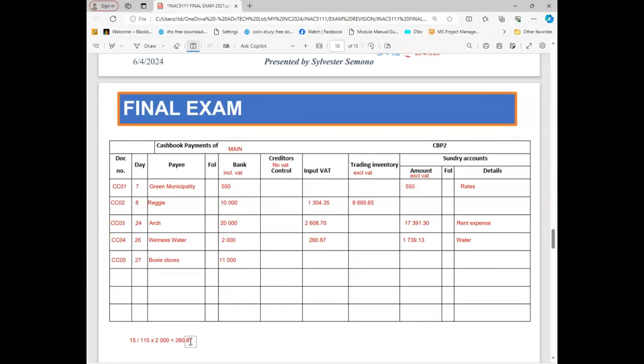So I'm just going to come here and change this calculation. You say 11,000 times 15 over 115. I get 1434. That is my VAT. I'm going to put it under VAT.